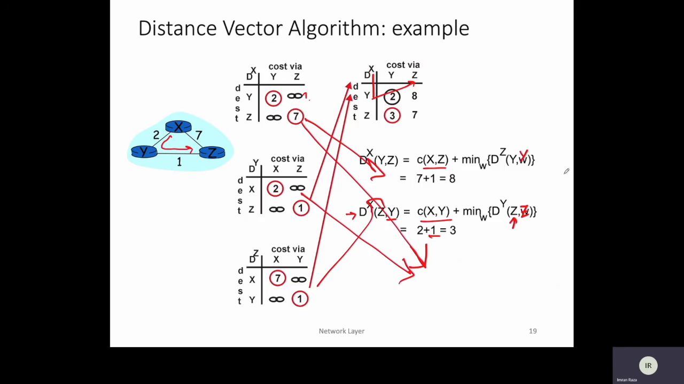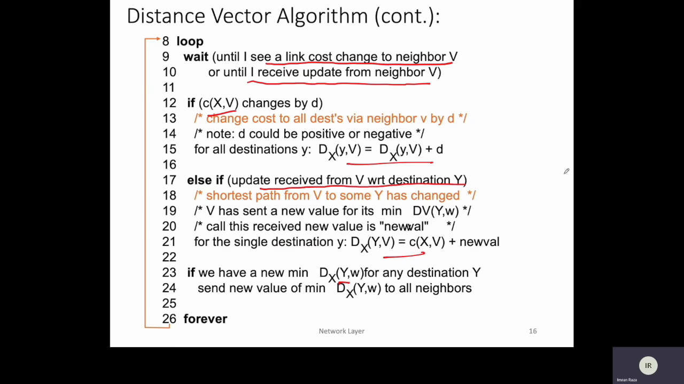So allow me to go back to this algorithm to see if it's clear. In this loop, our node will wait for two things: either a link cost has changed to a neighbor, or there is an update from a neighbor with respect to some destination B. So we have covered this part.